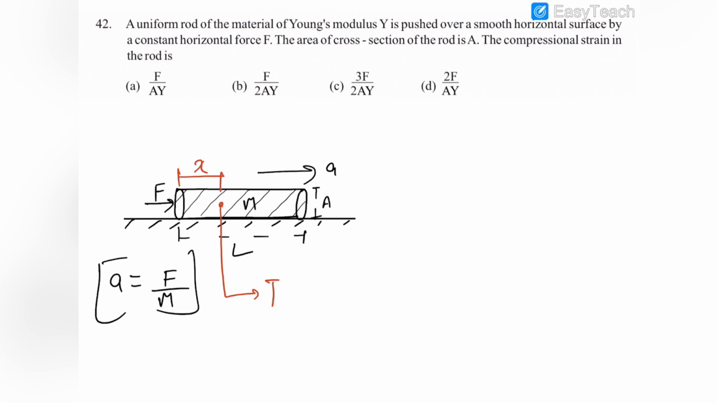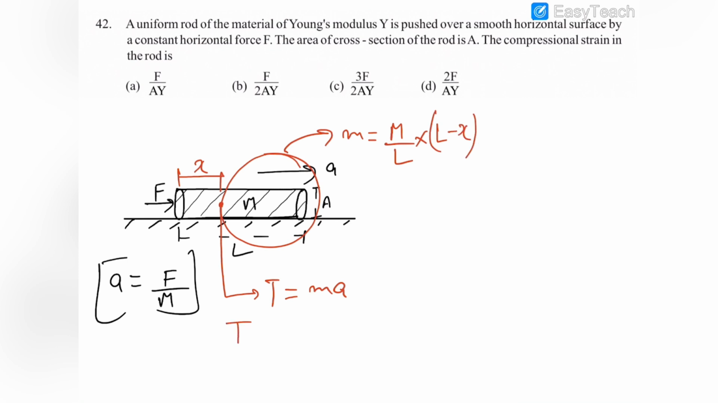So we can say that this tension is MA, where M is the mass of this portion, this one, because this tension is pushing this mass in the forward direction. So tension is MA. The mass of this portion M can be calculated by unitary method, which is m by L into the length of this section, and the length of this section is L minus x.